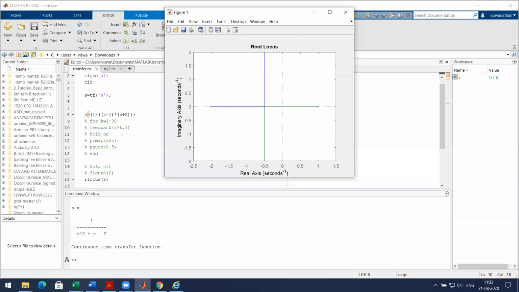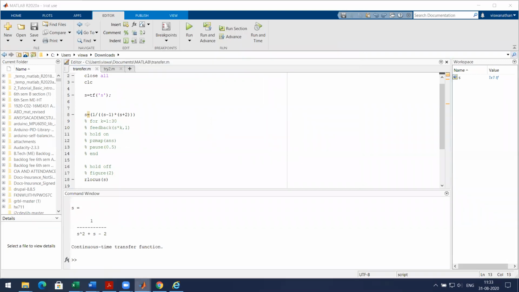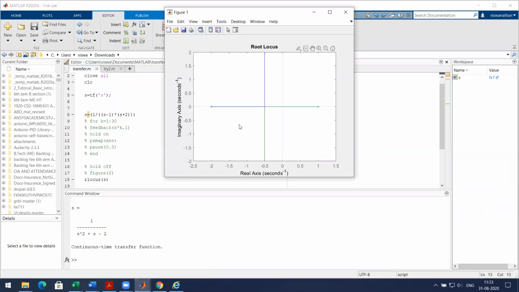Yes, anybody? Ultimate gain value, sir. It gives the value of the ultimate gain. Only that? Is it giving only that? Or is it giving all the... how the roots change with the gain, sir? It will show how the roots change with the gain.